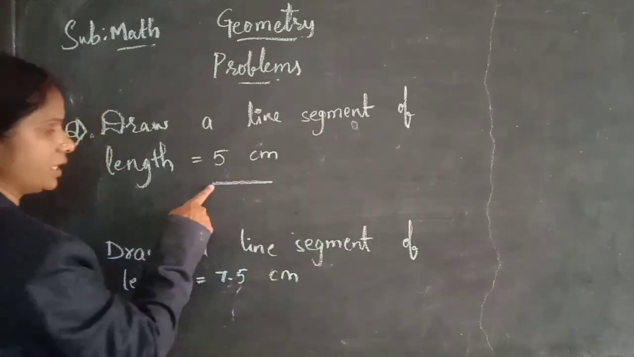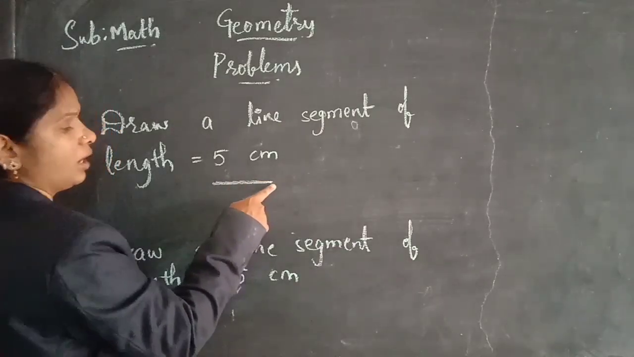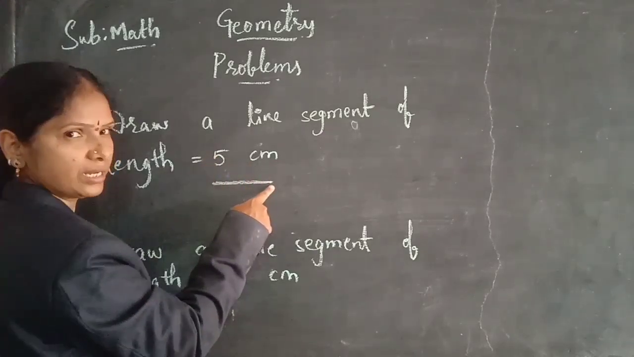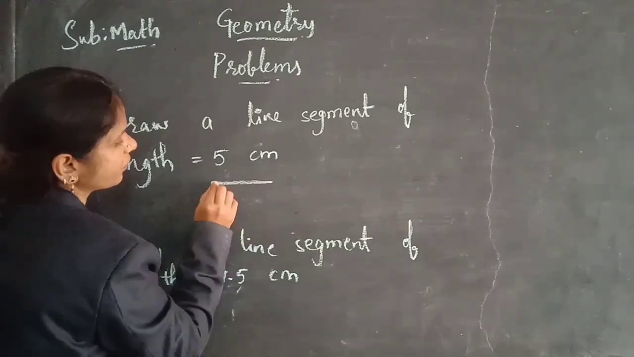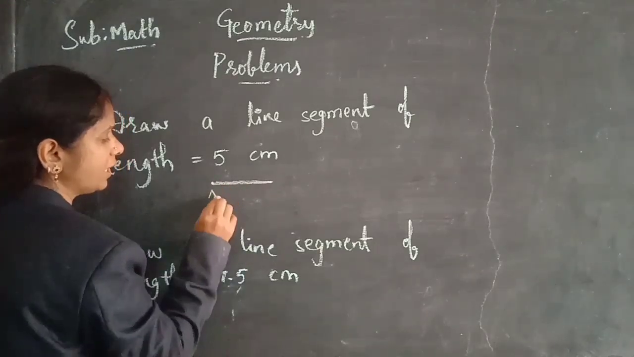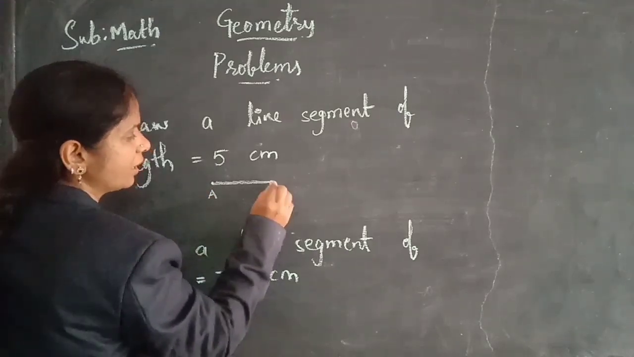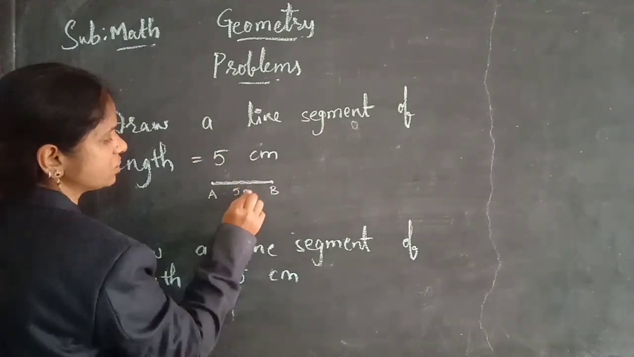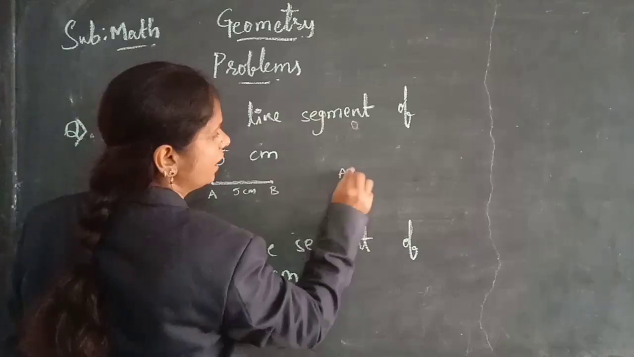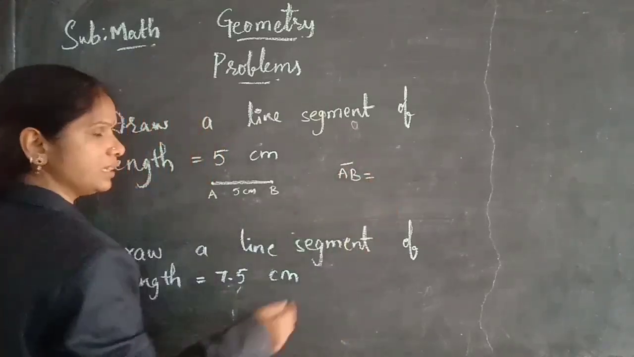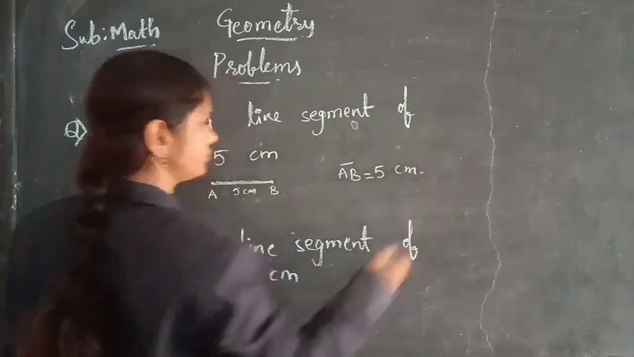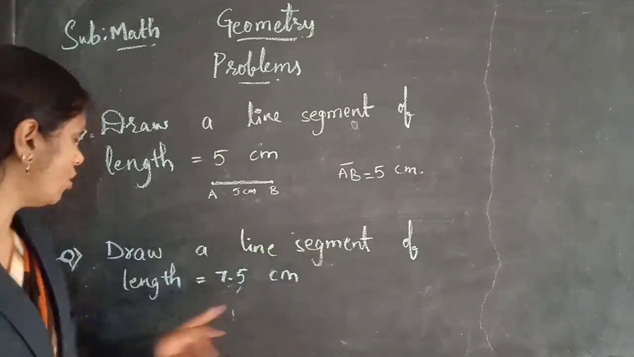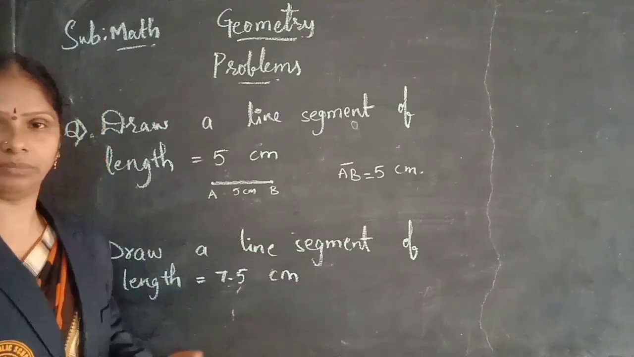See, children, first endpoint at the 0 and second endpoint at the given number, here given 5 centimeters. So second endpoint at the 5 centimeters. Here, the first endpoint I am marking as A and the second endpoint as B. Now the line segment length given in the problem is 5 centimeters. So AB length, the line segment length, is 5 centimeters. Now the second one you see here: draw a line segment of length 7.5 centimeters.